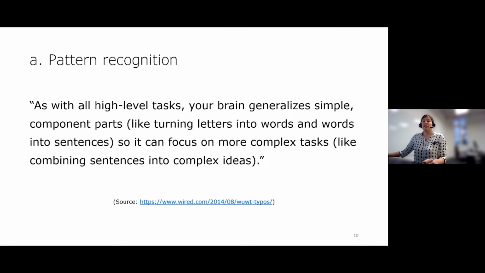Here is a quote on this phenomenon from an article in Wired magazine from a while back. "As with all high-level tasks, your brain generalizes simple component parts, like turning letters into words and words into sentences, so it can focus on more complex tasks, like combining sentences into complex ideas." An important paradox related to this is that strong writers and strong translators are not always the best proofreaders. In fact, people who read a lot for pleasure will tend to process text even more efficiently, which is great for comprehension, but not for catching errors. What this tells us is that reading for pleasure and proofreading take two very different approaches.